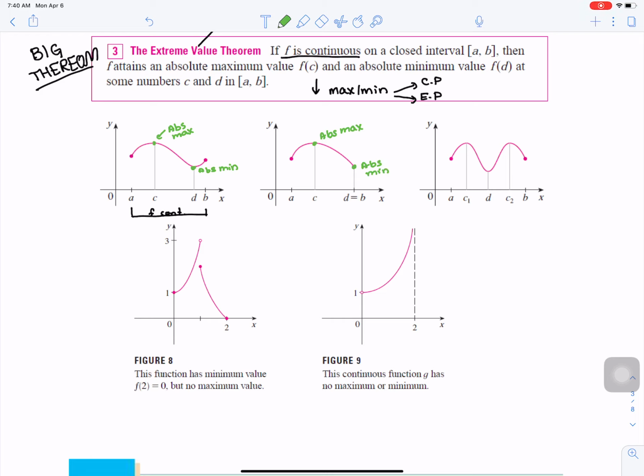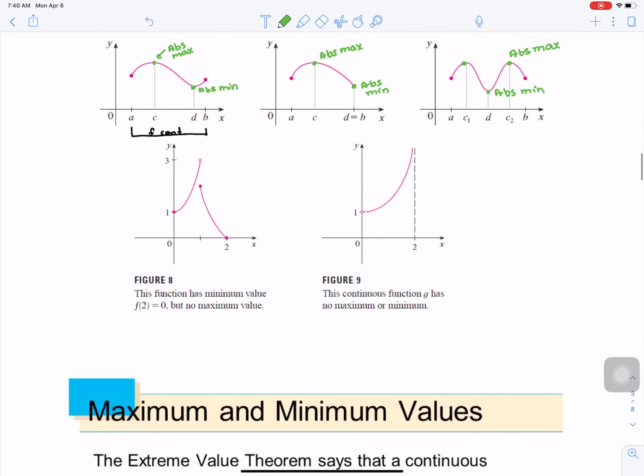Okay, in this example, you can see that these two are both absolute maxes because they have the same high value for the entire graph. There's two locations. There's one absolute max at that y coordinate, but they have two different locations for the x. Here's my absolute min.